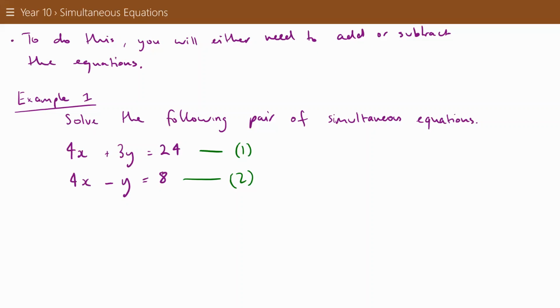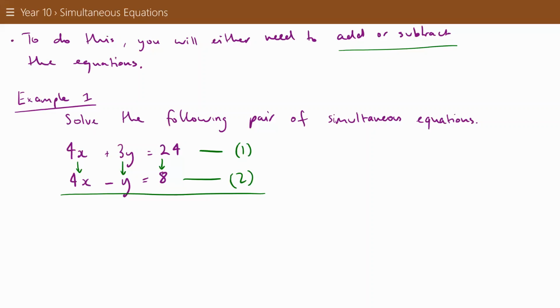Now here I said you either need to add or subtract. Which variable would I want to eliminate here? Do you want to eliminate the x's or the y's? The way we work with these is we work downwards. So I'm looking down. Is there any way I could add or subtract these equations to get rid of one of the variables? Think about this. What is 4x minus 4x? So 4x minus 4x would be 0. And that's good because we would have eliminated the x terms.